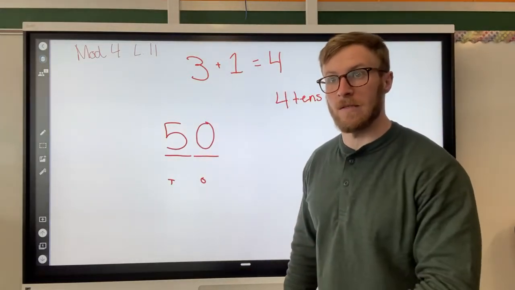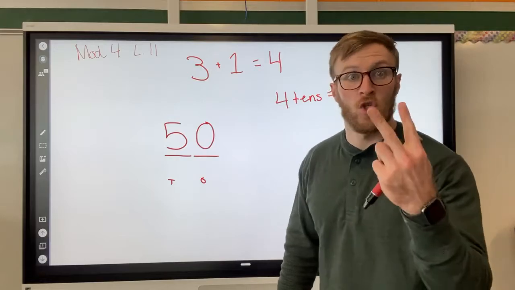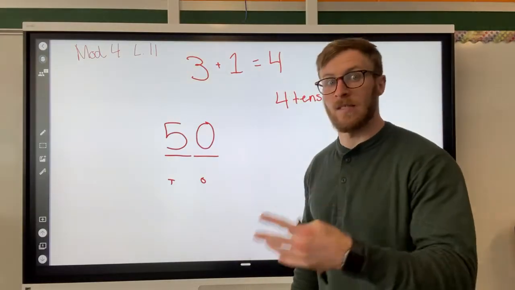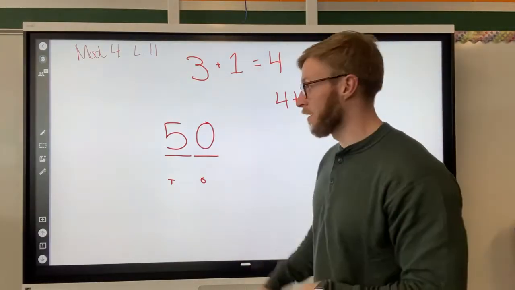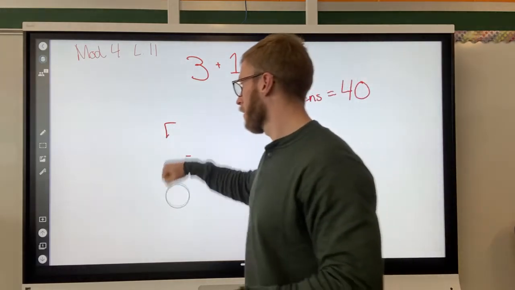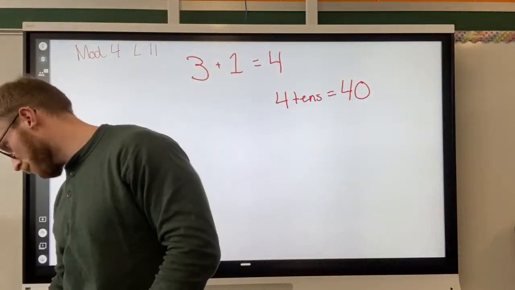50 is 5 tens. 1 10 is 10. 2 tens is 20. 3 tens is 30. 4 tens is 40. Get the pattern? Let's do a couple more. Let's see.